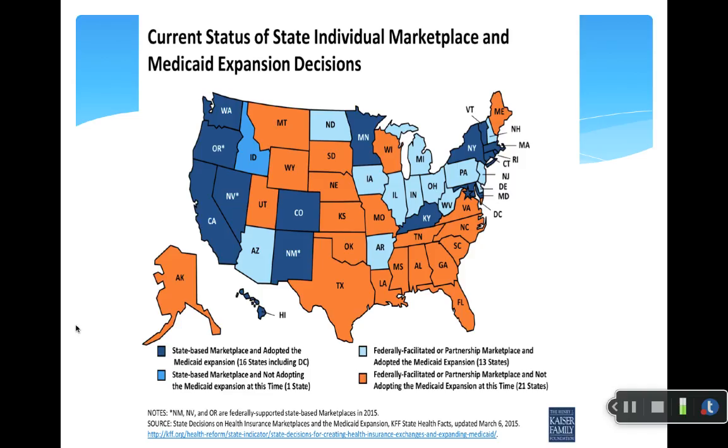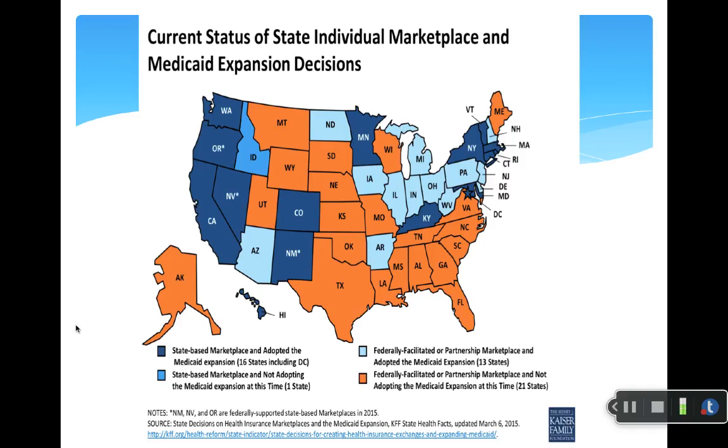Now, there are 13 states who elected to expand Medicaid and also opted not to operate their own state-based exchange. So they did the first part of this, which is Medicaid expansion, but do not run their own health insurance marketplace in the state. The dark blue states are the states that both have a state-run and operated health insurance marketplace and that expanded their Medicaid programs, and that's approximately 16 states, including Connecticut.